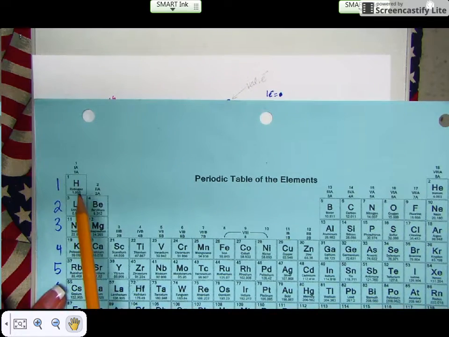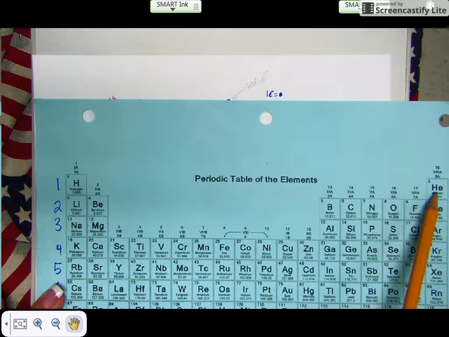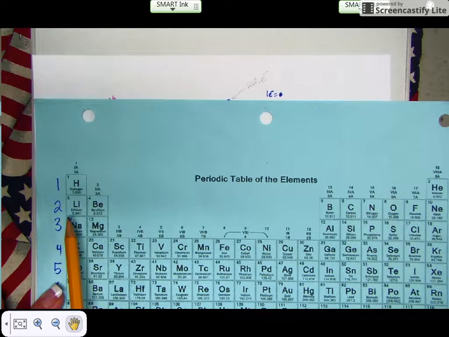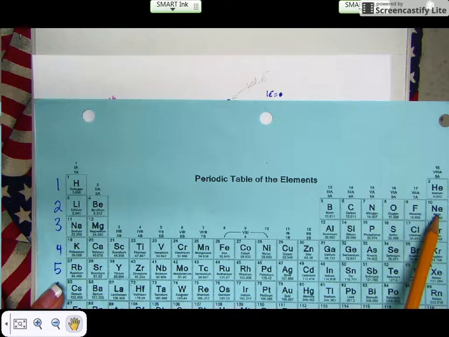As you fill in your electrons, the first period has 2 elements. So those are your 2 electrons you see in your first energy level. The second energy level has 1, 2, 3, 4, 5, 6, 7, 8. So those are the 8 electrons in your second energy level. And we're stopping at sodium.